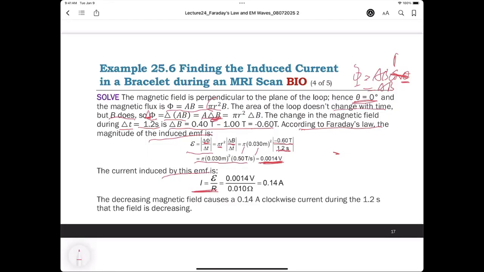We use Ohm's law, and then we can get the induced current: 0.40 amps. The decreased magnetic field causes a 0.40 clockwise current during the 1.2 seconds that the field is decreasing. This is the result we calculated.